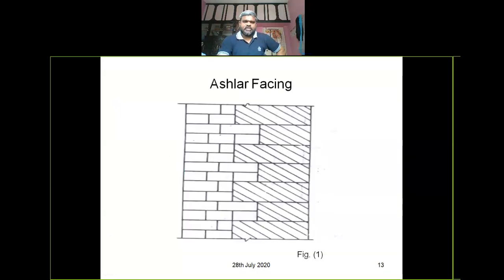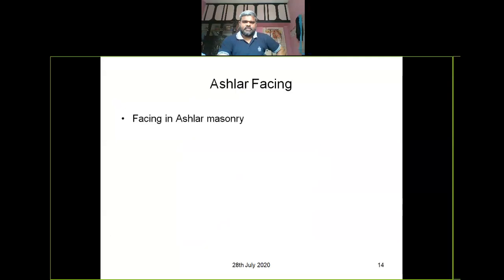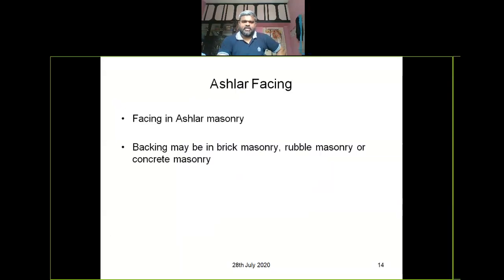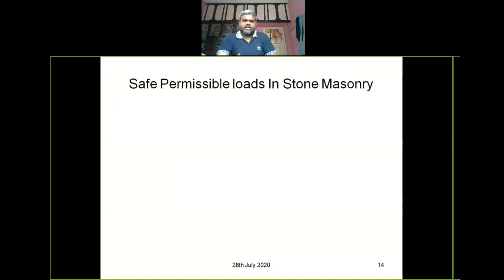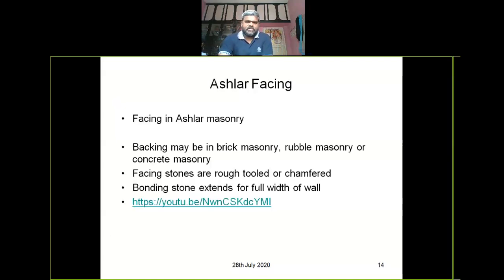Ashlar facing means the facing is in ashlar masonry, and the backing may be in brick masonry, rubble masonry or concrete masonry. The facing stones are rough tooled or chamfered. The bonding stone extends for the full width of the wall. And these are some types of ashlar stone masonries.